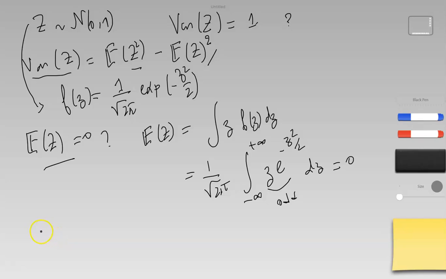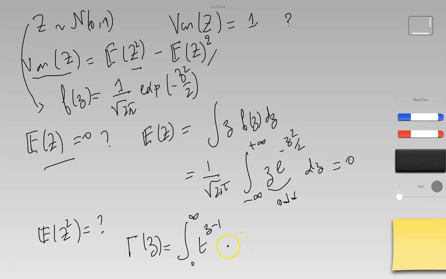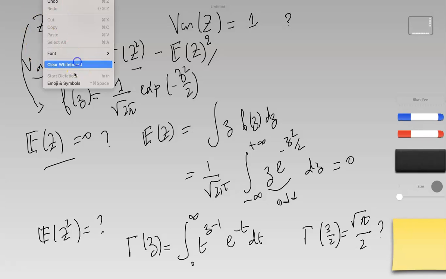Okay, let's now compute the expectation of Z squared. To do that, we need to recall the following function, what we call the gamma function. It is a function defined in this way: Gamma(z) is the integral of t to the power z minus 1, exponential of minus t, dt. And for the computation of the expectation of Z squared, I need to recall that Gamma of 3 over 2 is square root of pi over 2. Okay, so let's clean this blackboard and go ahead.